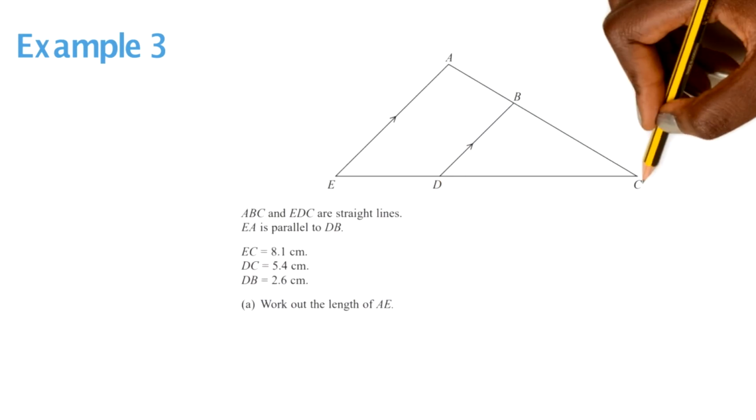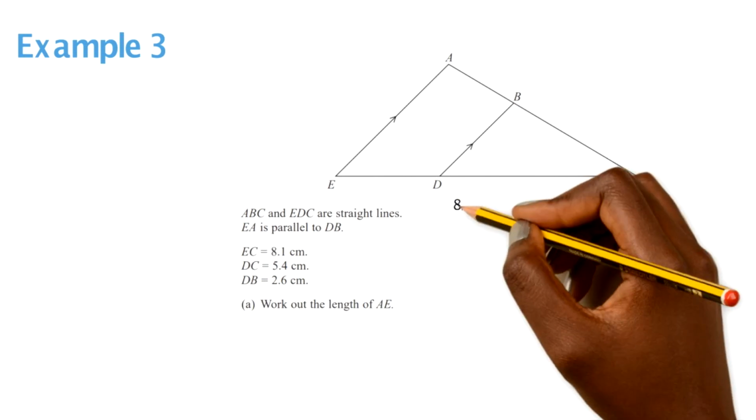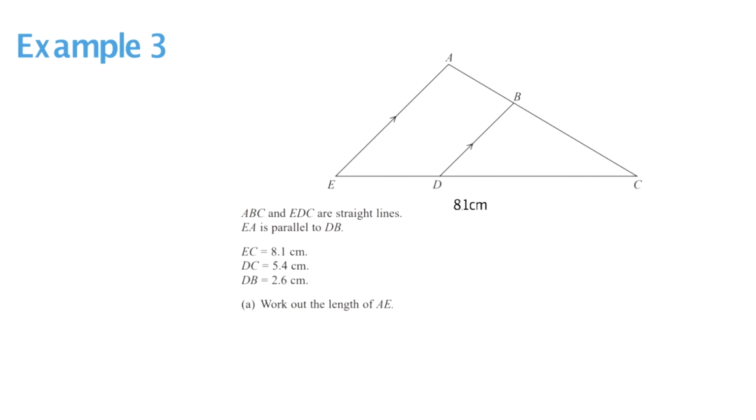And then moving on to example 3. Again, we're going to work out the length of AE. Again, always label the shape. You could draw them out separately if you want, but I just wanted to show you an example of if you didn't want to draw it all out.